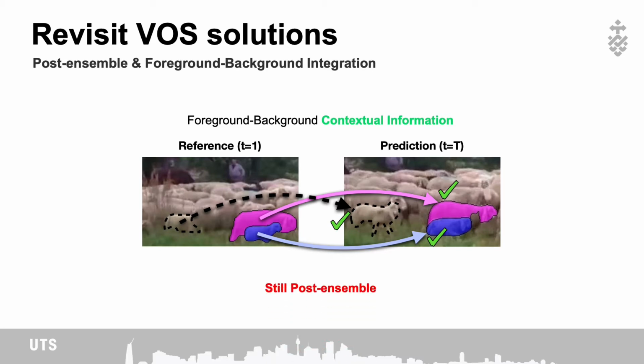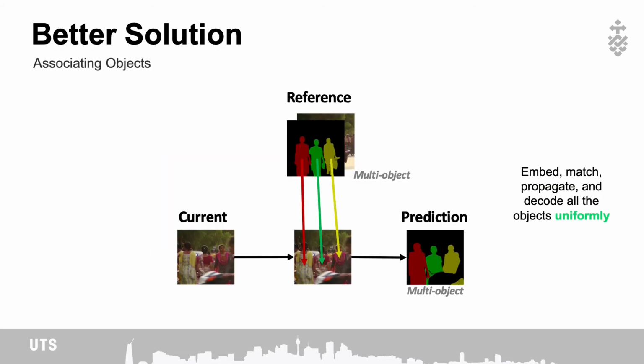However, CFBI still uses a post-ensemble manner. Such a manner makes the design of network architectures easy, since the networks are not required to adapt to different target numbers and are only responsible for a single object. However, processing each target individually will consume multiple times the single-object computation under multi-object scenarios. Besides, the contextual information among all the objects cannot be learned at once, uniformly and efficiently.